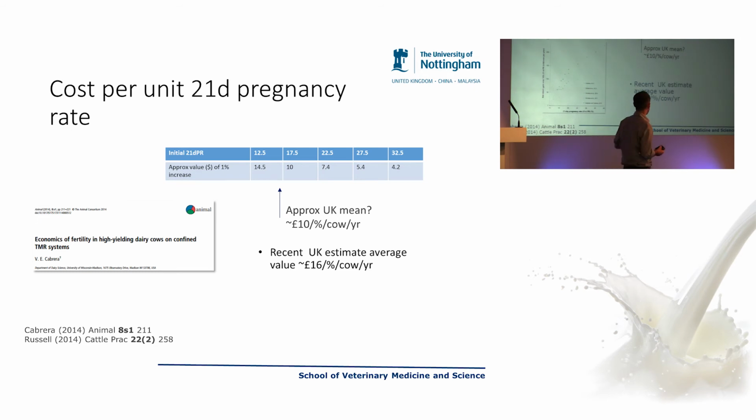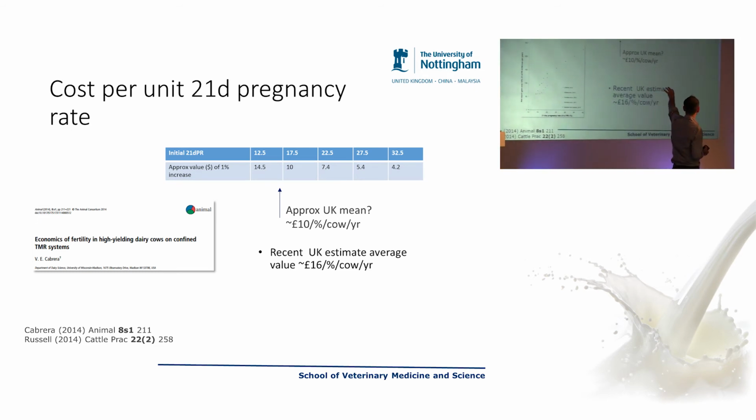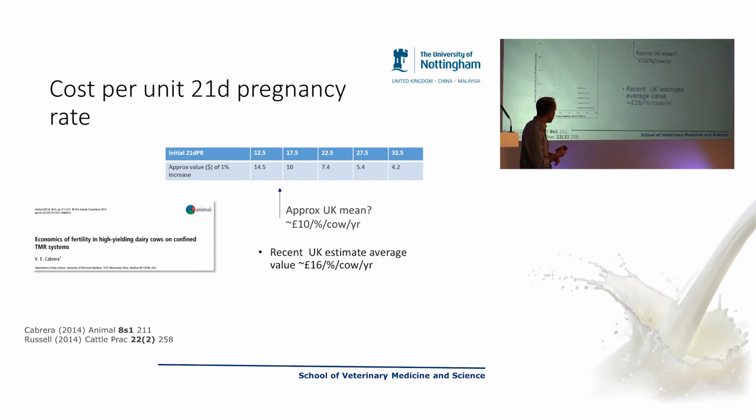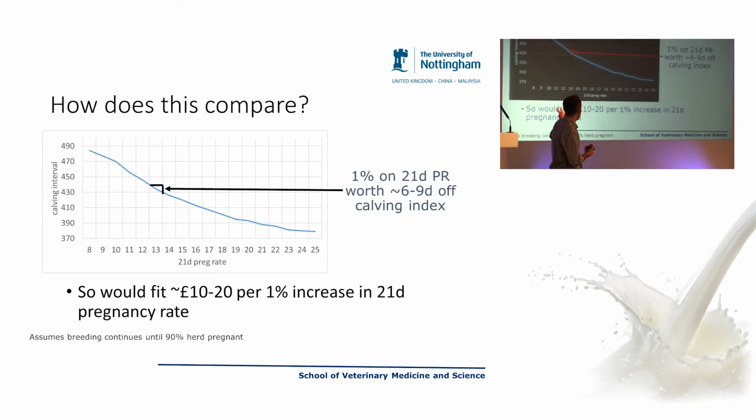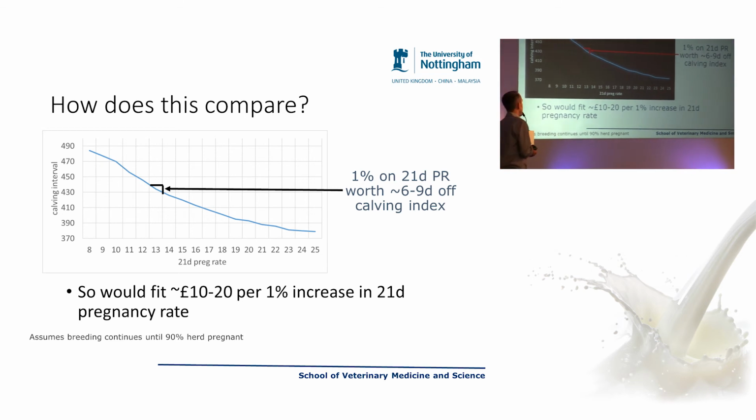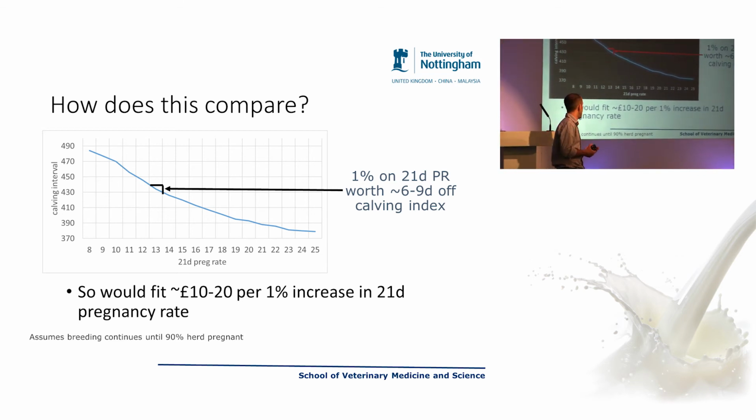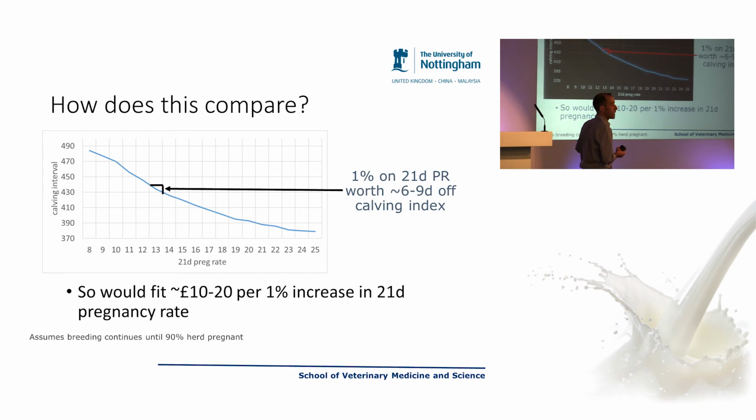So if you think about that in terms of where the UK average herd is and convert those dollars into pounds, that would equate to roughly £10 for every unit on 21-day preg rate per cow per year. So Stuart Russell recently estimated that in a Cattle Practice paper, slightly higher. He came up with £16 per percent per cow per year. You can obviously convert a 21-day preg rate to the expected calving interval that you get for that. So I use this as a way of trying to sense check and compare that to the older UK approaches.